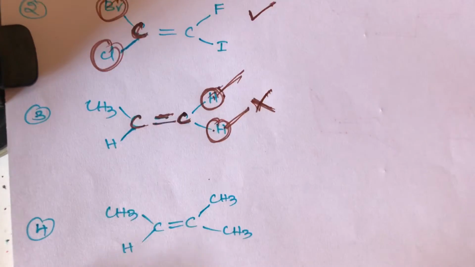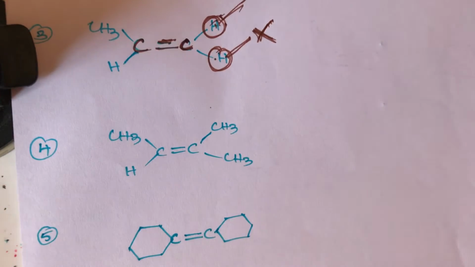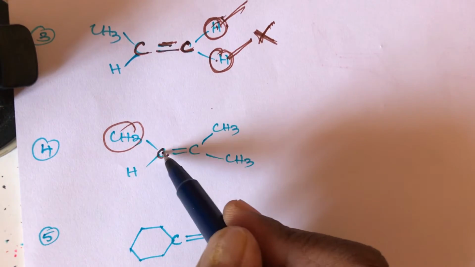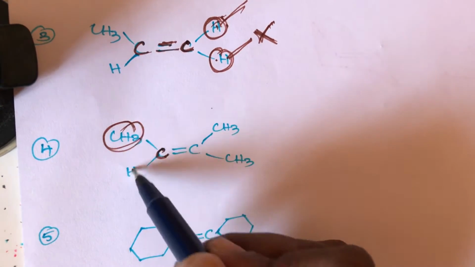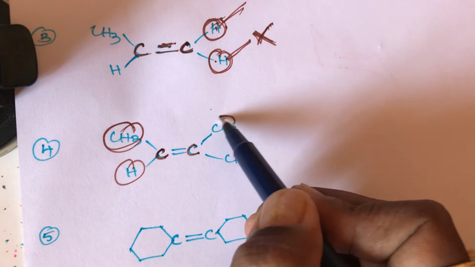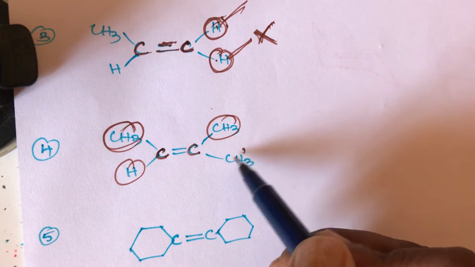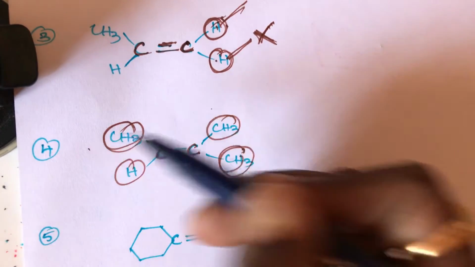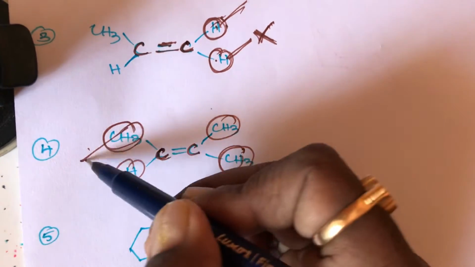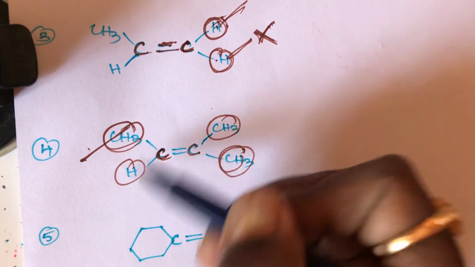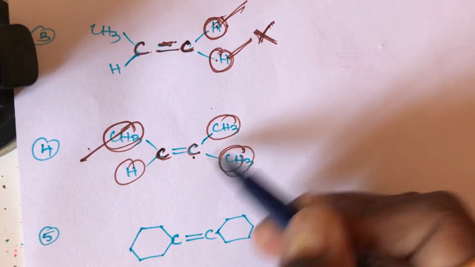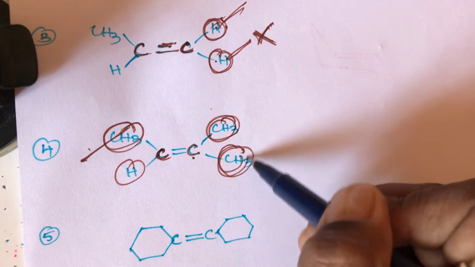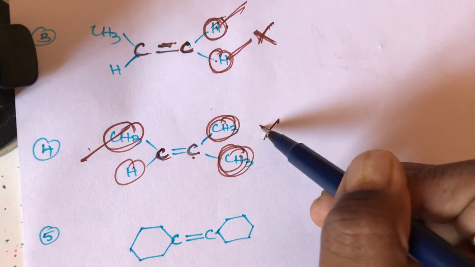And what about the fourth one? The fourth one also exhibits geometrical isomerism. Why? Because this carbon has two different groups, one methyl group and one hydrogen. The right side carbon has two methyl groups. The left side carbon has two different groups, but the right side carbon has the same type of terminal group, methyl. So it does not exhibit geometrical isomerism.